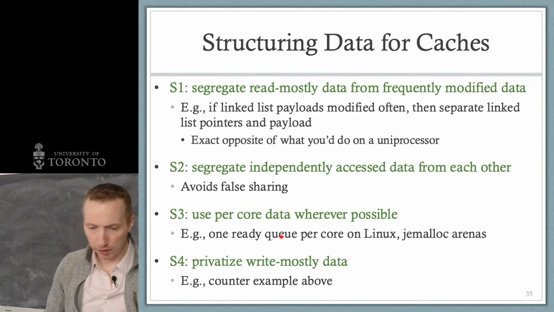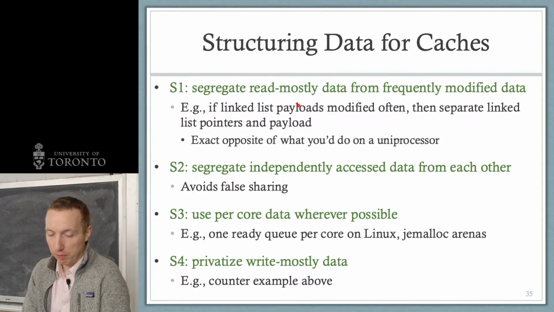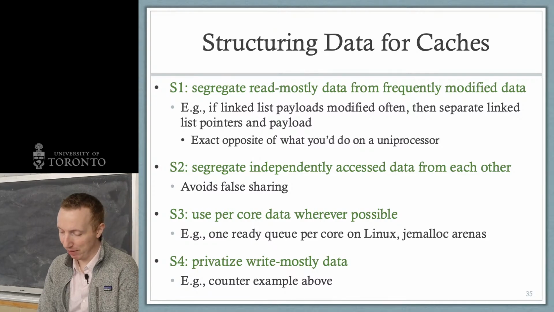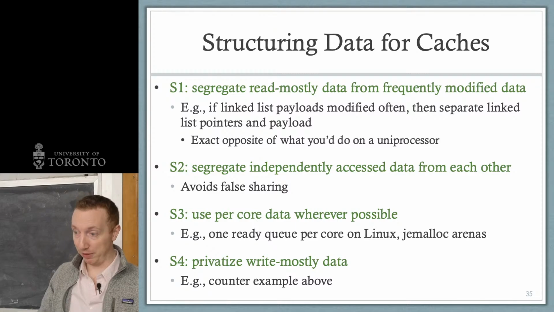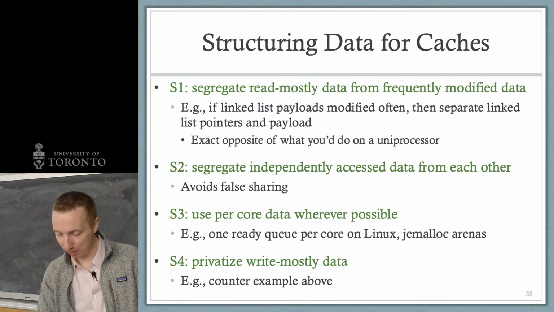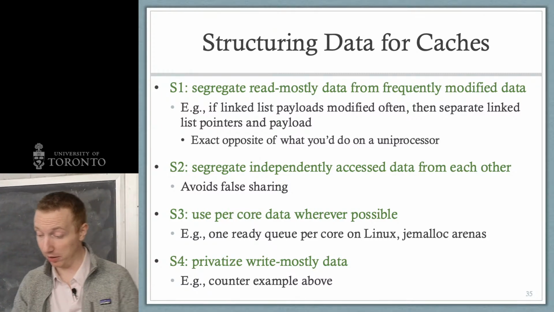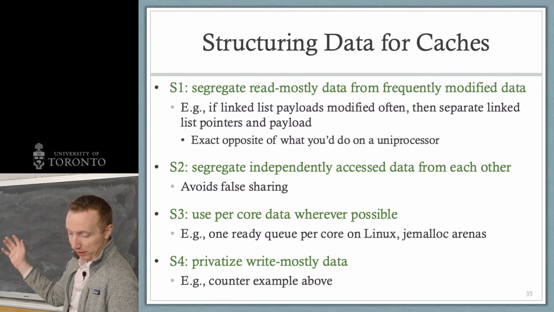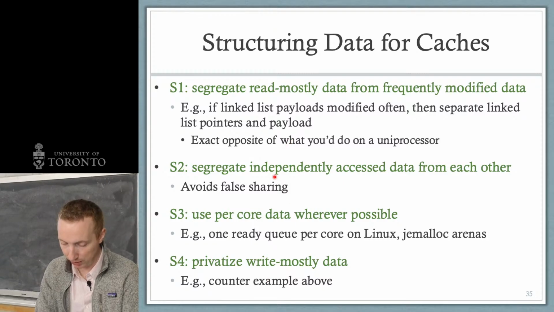So some other things. Structuring data for caches. Mostly read data, you want to separate out what's mostly read and what's frequently modified. So if the linked list payloads or something gets modified often, then hopefully I want to have separate pointers and things like that. That's the exact opposite of what I want to do on a single uniprocessor system, because again, caches are our enemy here in terms of performance. So I want to segregate anything independently accessed in different threads. I want to make sure it's on different cache lines so I don't have that false sharing problem.